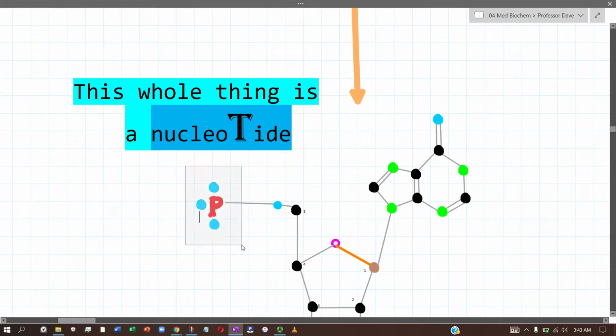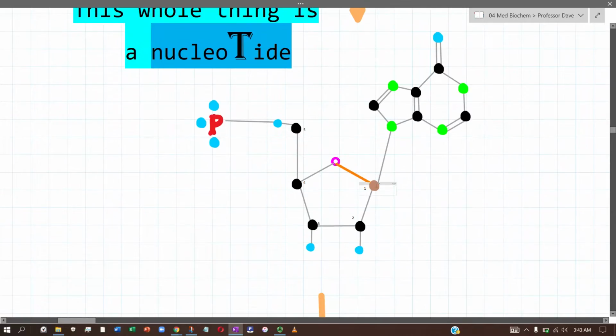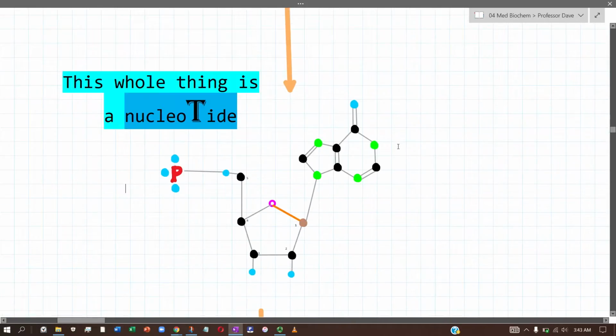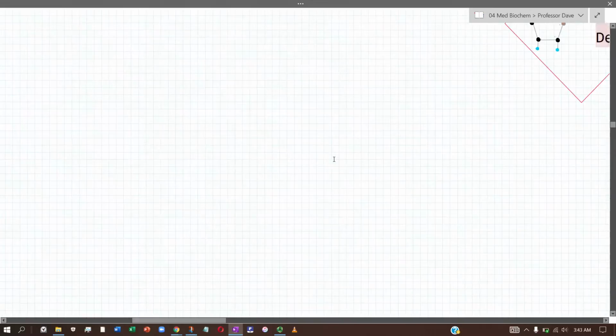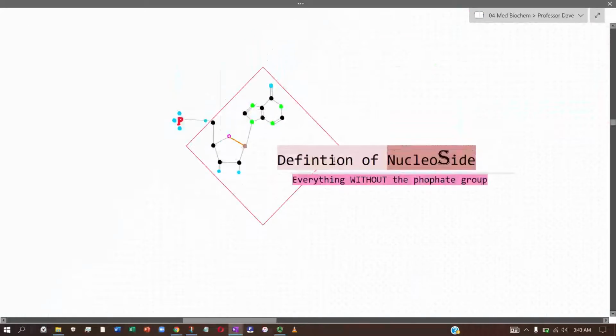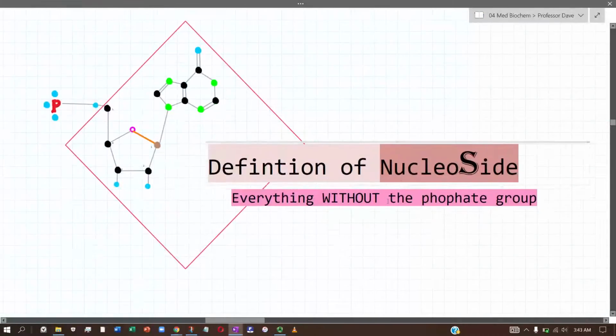So this whole thing is a phosphate group, and there are specific bonds implied, but we'll cover that later if it becomes critical to understand those specific details. So for now, this is what we have. This whole thing is a nucleotide as compared to a nucleoside. So what is a nucleoside? Well, here is the definition of a nucleoside.